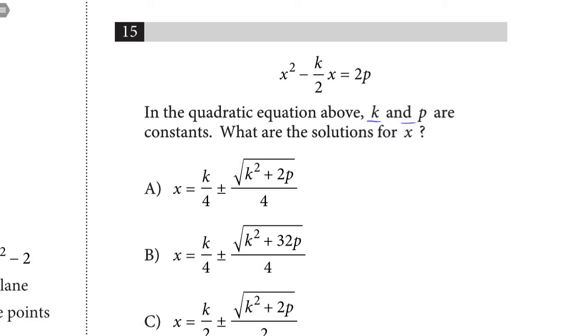Okay, so let's rewrite this equation above in a form that can help us plug it into the quadratic formula. I'm going to multiply both sides by 2 because I don't want to have this fraction here. So then that'll give me 2x squared minus kx is equal to 4p. Now I'm going to subtract the 4p from both sides because I want this equation to be equal to 0. And then that'll give me 2x squared minus kx minus 4p is equal to 0.